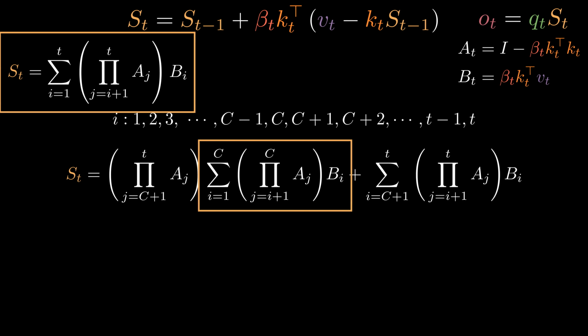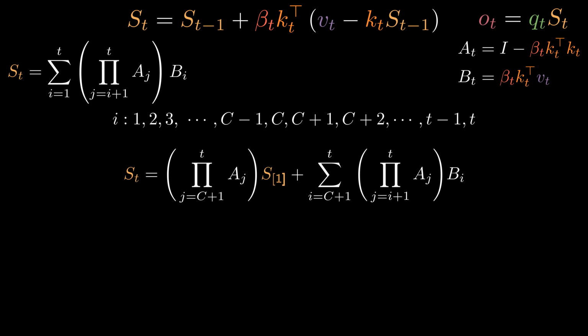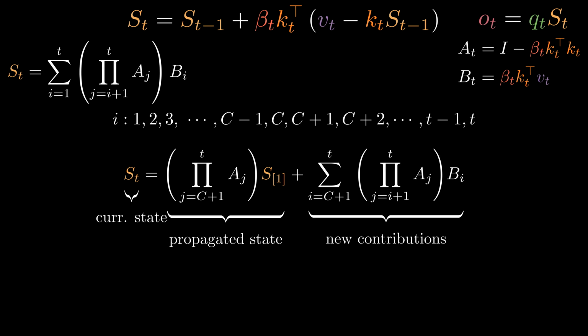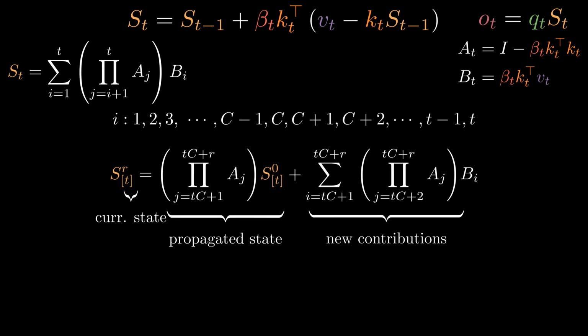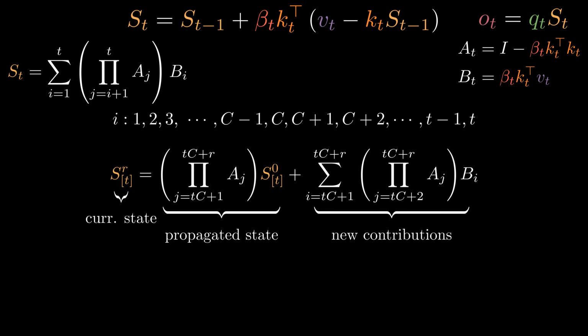It has exactly the same form as the state matrix S_t, but with the summation up to C. This is the state matrix at the end of the first chunk. We denote this state matrix as S1. This gives us the chunk-level recurrence relation. It illustrates that the current state matrix S_t consists of the state from the previous chunk propagated up to the time t, and the new contributions coming from the current chunk. Here is the general formula for the chunk-level recurrence relation. We denote S_[t]^r as the state at step r within the t-th chunk.